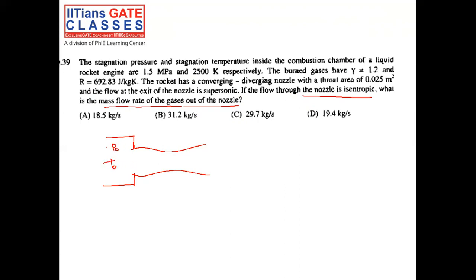So this P naught denotes the total pressure of the chamber, and T naught denotes the total temperature of the fluid at the combustion chamber. So these P naught, T naught values have been given, and this is the throat, and this is the exit of the nozzle. Now the value of P naught is given as 1.5 megapascal, which is equal to 1.5 into 10 to the power 6 Pascal, and T naught is 2500 Kelvin.